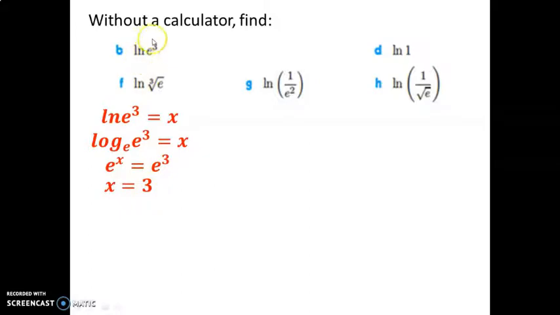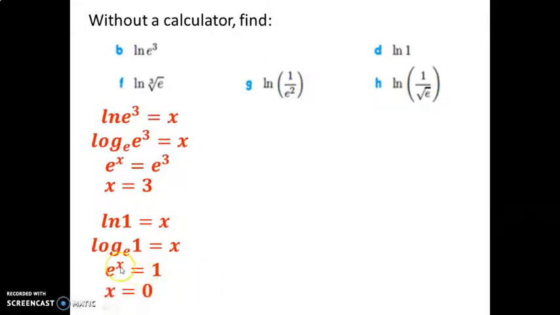That makes sense because when we see this, we say the base is e, so we're thinking e to some power is the same as e cubed. And that means the power must be 3. All right, try the next 4 that you see here. Let's see if you can figure them out. Now let's check your work. So here's the next one, ln 1 becomes this, and therefore x is 0, because the only way to get 1 is a power of 0. Okay, in f, let's see how you did here.